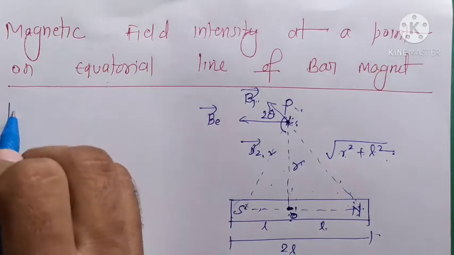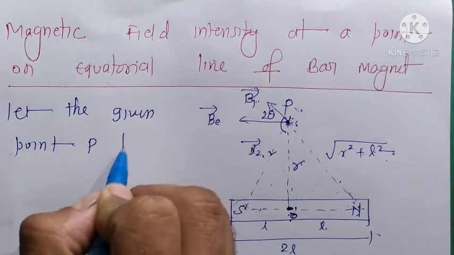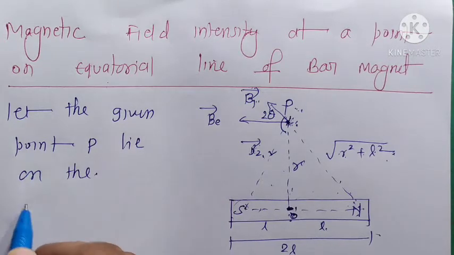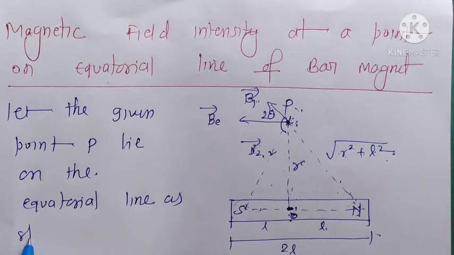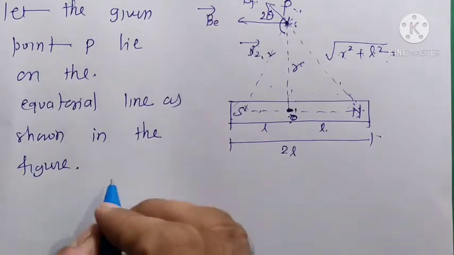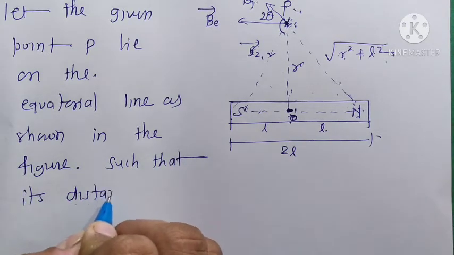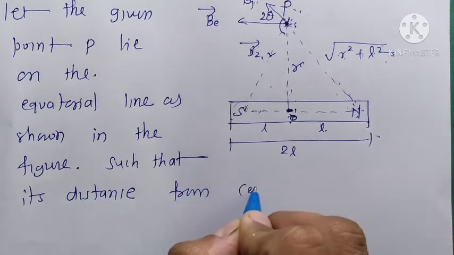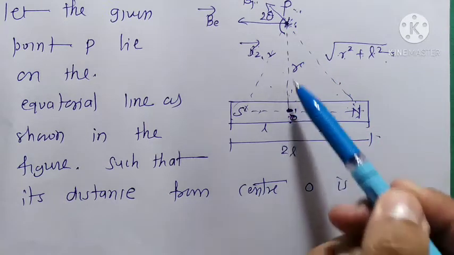Let the given point P lie on the equatorial line as shown in the figure. So here there is a point P in space such that its distance from the center O is R. The distance of this point P from center O is R.